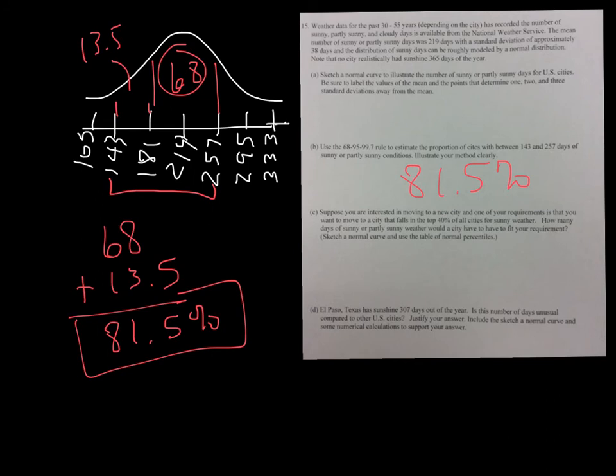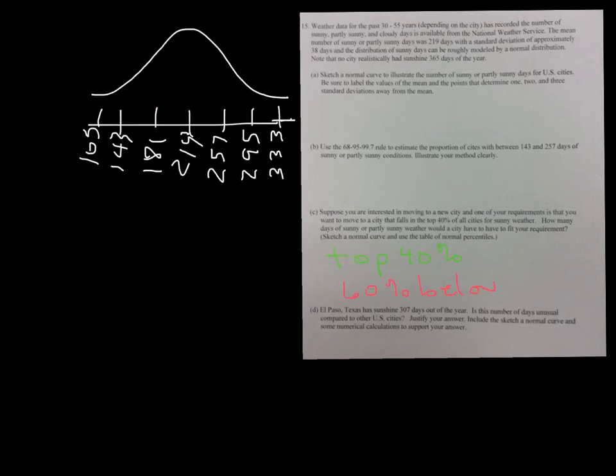The way you would state that if you were writing a complete sentence is: estimate the proportion of cities. So 81.5% of the cities would have between 143 and 257 days of sunny or partly sunny conditions. Now in question C, it says you want to move to a city that's in the top 40%. Therefore, if you're looking at the top 40%, that means you have to look at the 60% that are at or below that z-score.